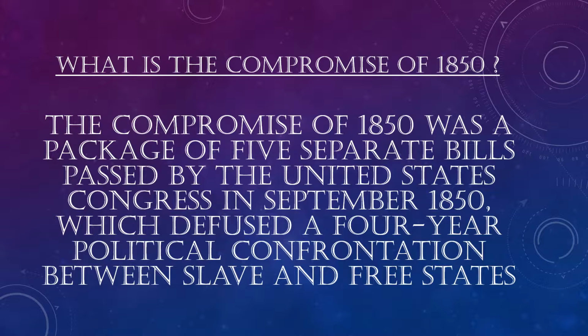Compromise of 1850. The Compromise of 1850 was a package of 5 separate bills passed by the U.S. Congress in September 1850, which diffused a 4-year political confrontation between slave and free states.